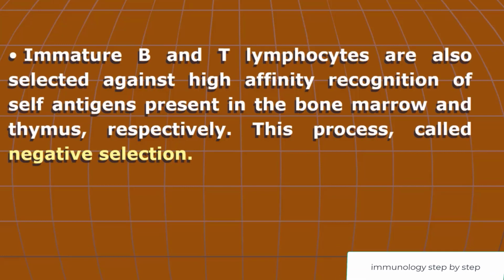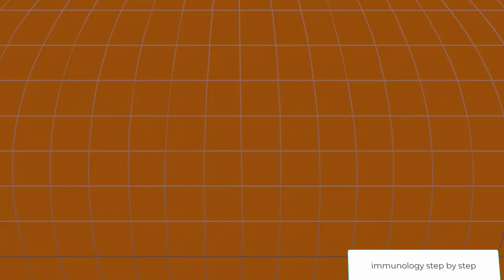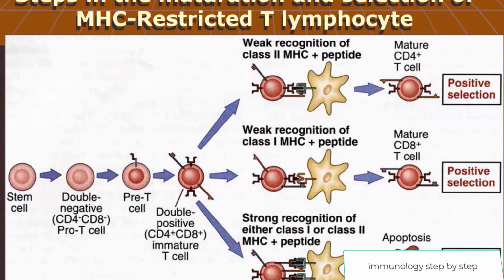Immature B cells and T lymphocytes are also selected against high affinity recognition of self-antigens present in the bone marrow and thymus respectively. This process is called negative selection. It eliminates potentially dangerous lymphocytes that may be capable of reacting against self-antigens that are present throughout the steps in the maturation and selection of the major histocompatibility.